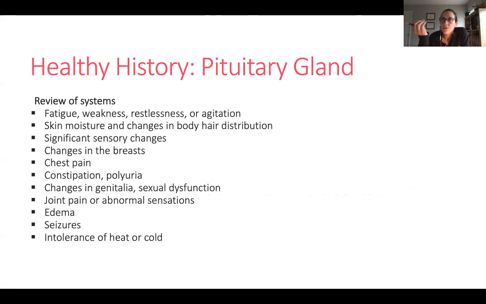So you want to ask them about the things that can be affected by hormones. So have they been feeling tired lately? Have they had any changes in the way their hair grows? Are they extra hairy now? Or if they have grown disproportionately, things like that. Joint pain, seizures, that would be from the brain tumor. There is page 1008 in your book, box 46-1, that outlines all of these assessment guides.